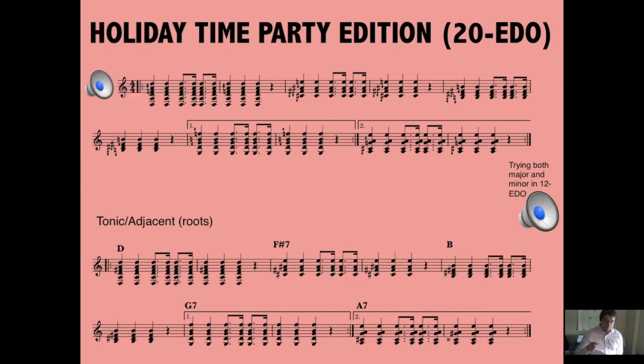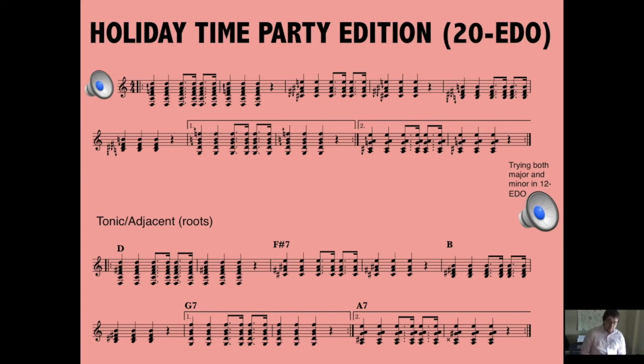Neutral triad. Dominant seventh with a low seventh. Major. Dominant seventh with a higher seventh. Now, a dominant seventh with the high seventh again. So, you may have heard that when that second dominant seventh repeated back to the tonic, it sounded more minor, and when it repeated at the first ending, it sounded more major.